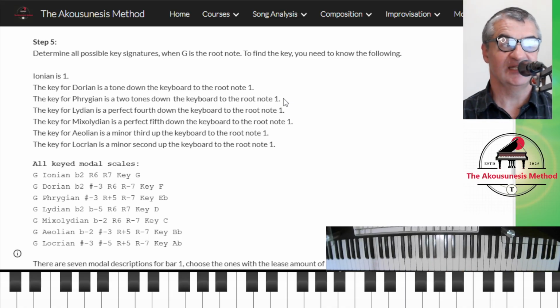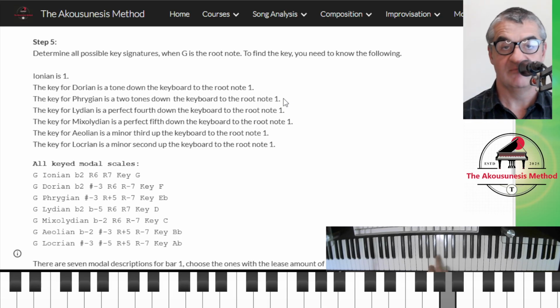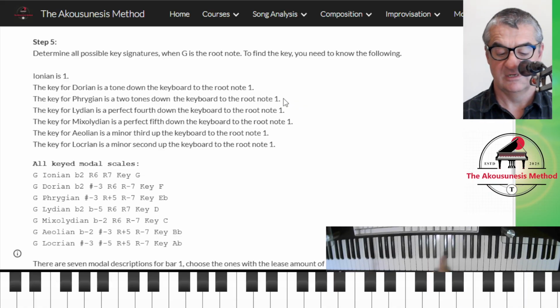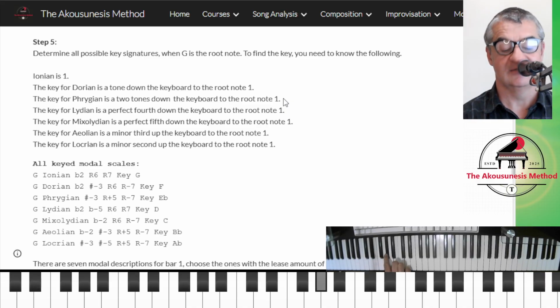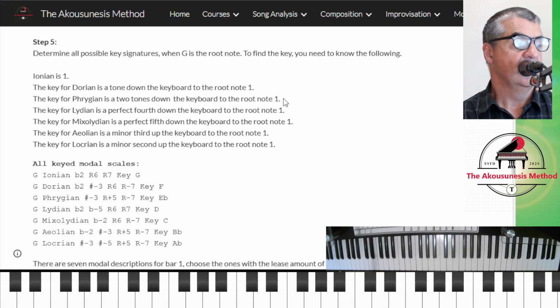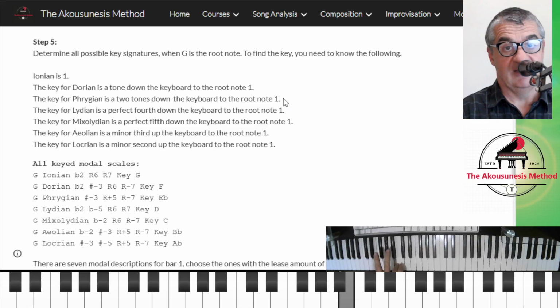So if someone says A Aeolian, right? So we start on A, and what key signature is A Aeolian? Just go with a minor 3rd up, key of C, right? What's the key signature of A flat Aeolian? Well, you go a minor 3rd up, B, okay? So a minor 3rd's a tone and a half, right?